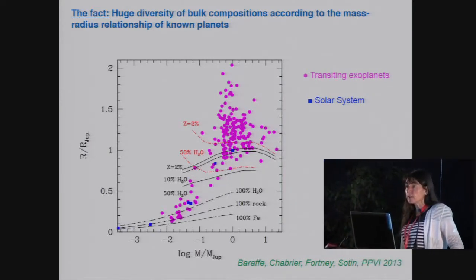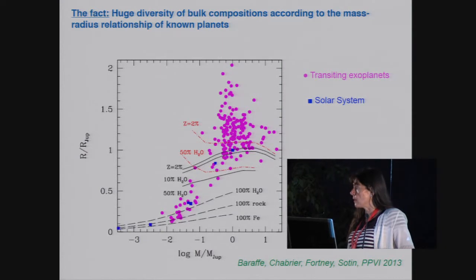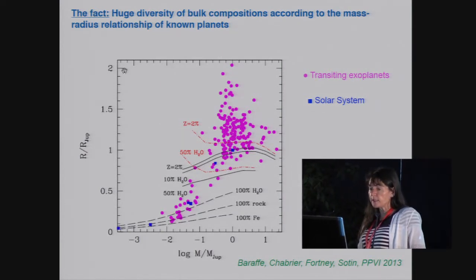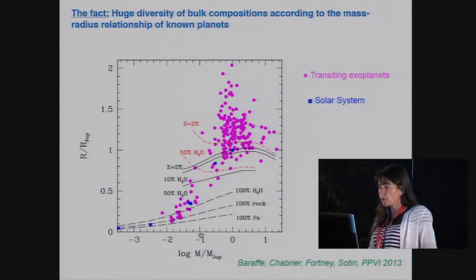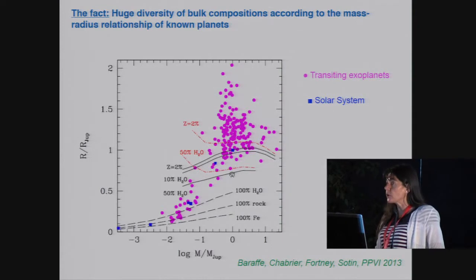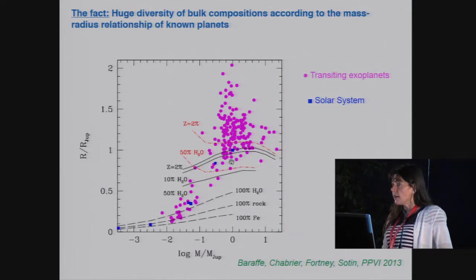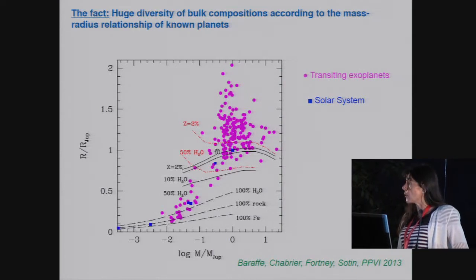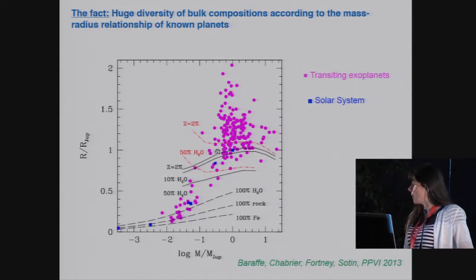And this is the diversity of bulk compositions according to the observed mass-radius relationship. When you look at this diagram, which shows the radius as a function of mass in Jupiter masses, and you have models with different compositions, you can indeed see that you have a huge diversity of possible radii for a given mass, indicating a high diversity of possible compositions.